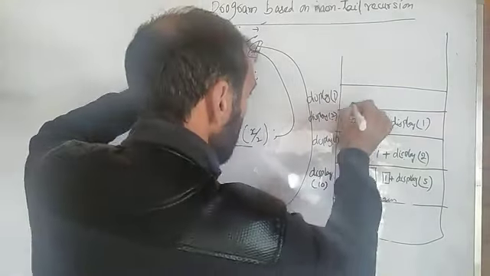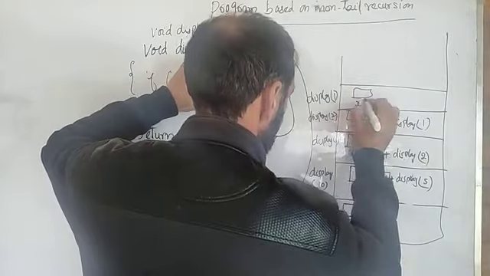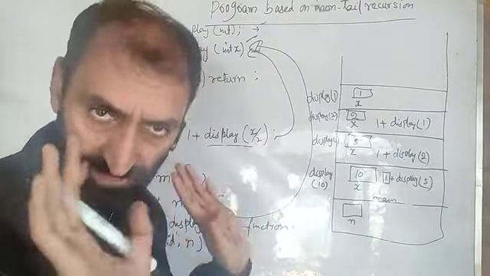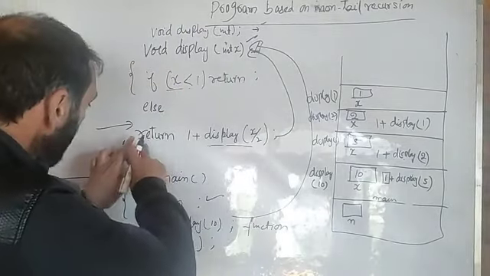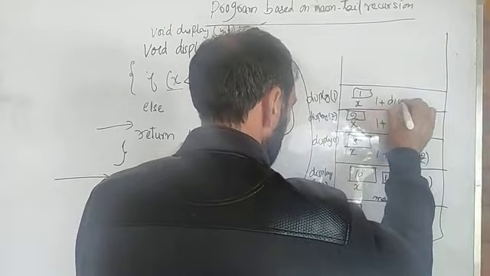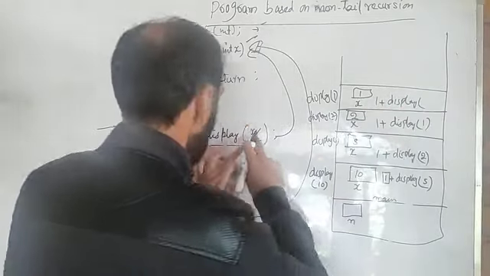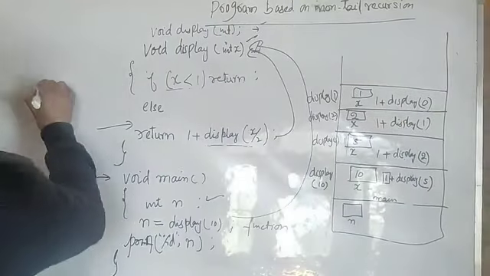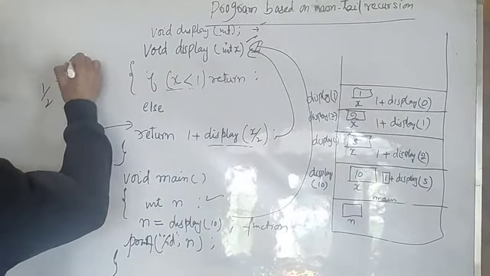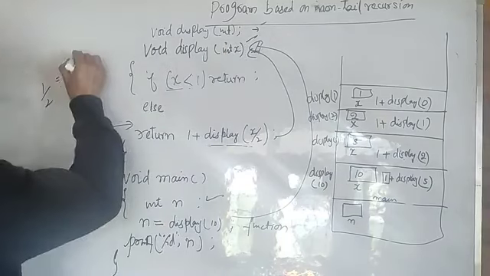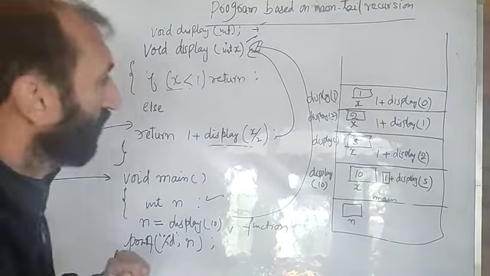Now x contains, at this point, x contains 1. Is x less than 1? 1 is not less than 1, condition is false. So the control will go here. Return 1 plus display x divided by 2. 1 divided by 2 equal to 0, because we know that 1 divided by 2 equal to 0.5, but we have declared x as an integer. So this will get discarded, the value will be 0.